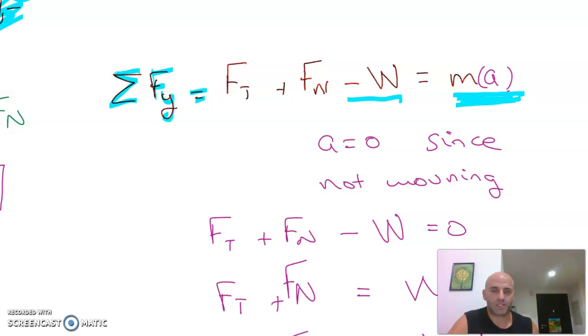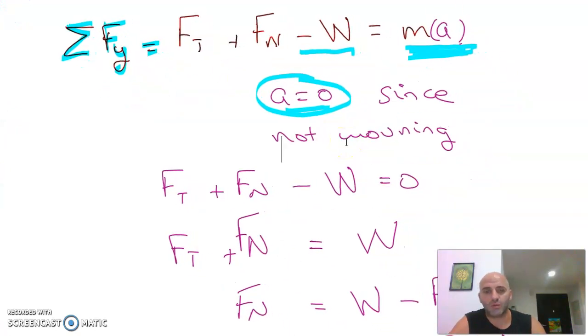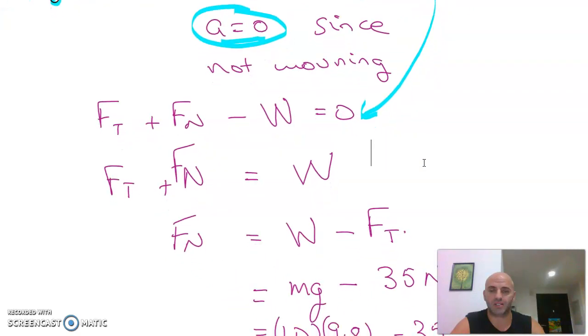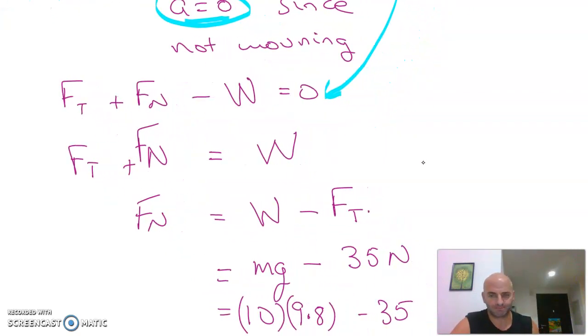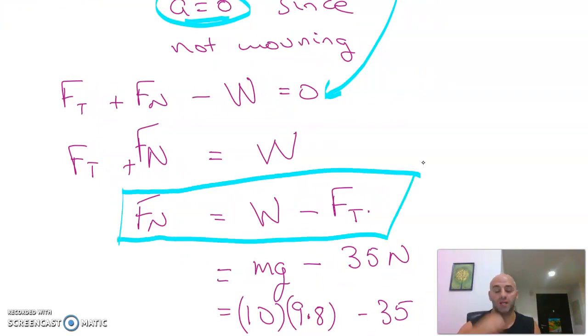Now here's the logic bit. You say to yourself, well, is it moving? Number one, it's not moving, so therefore the acceleration must be zero. So then the right-hand side goes to zero because the acceleration is zero. So you're saying the force of tension plus the force normal minus the weight is all equal to zero. Therefore, the force of tension plus the force normal is equal in magnitude to the force of gravity, or the weight. Rearranging then for the force normal, that gives us the force normal equal to the weight of the block minus the force of tension.